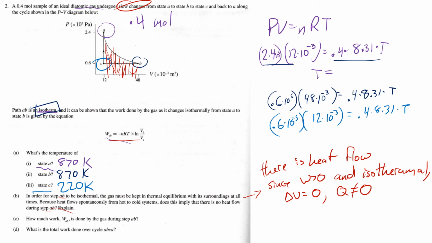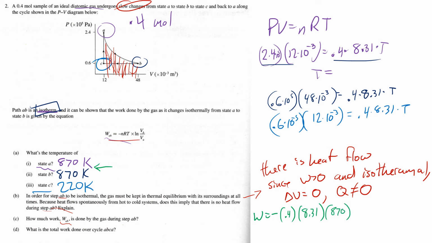So how much work, W_AB, is done by the gas during the step AB? Well, we have this formula. All we got to do is plug it in. So W is equal to negative N times R times T. N is 0.4, R is 8.31, and T is the temperature. It's going to be these temperatures here, because it doesn't matter which one, they're the same.